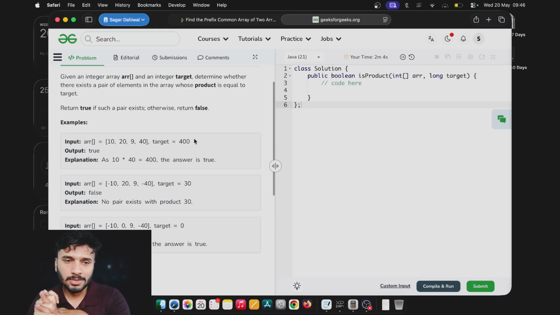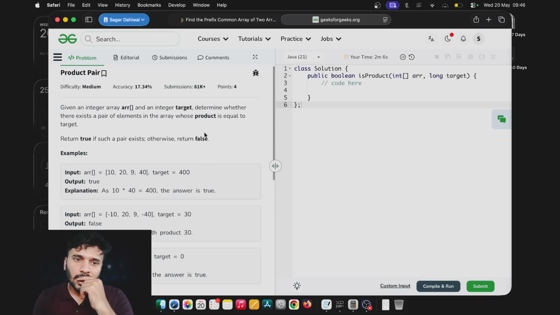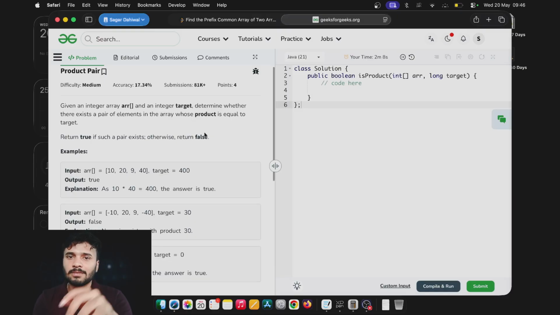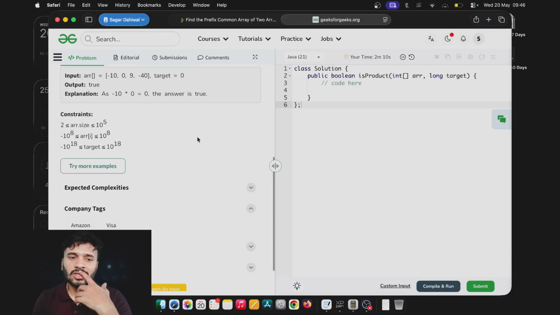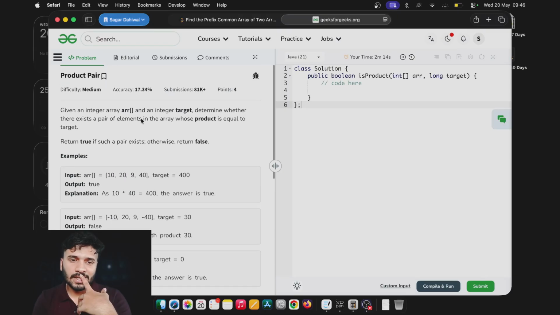This is a brute force, but now since we need a good algorithm which actually passes this one, one is the hash map. At this point, we can put the elements into the hash map and traverse, checking whether target divided by that number is present in the hash map. For example, 10, 20, 9, 40, right?